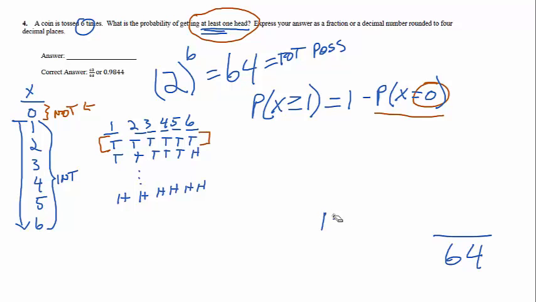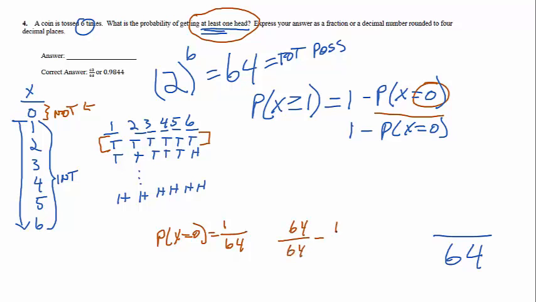I want 1 minus, sorry, let me put it over here. I want 1 minus the probability that x is equal to 0. What is the probability that x is equal to 0? Well, I can calculate that over here on the side. The probability that x is equal to 0 is only 1 possible solution out of the 64. So what's 1 minus that? Well, that's 64 over 64 minus 1 over 64, and that gives me, back to blue, 63 over 64.